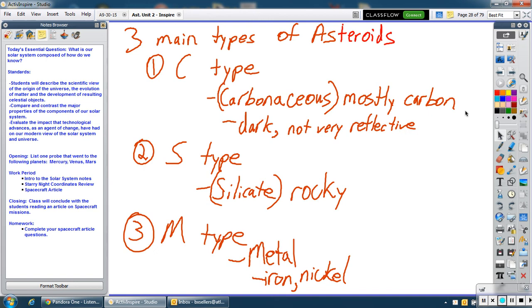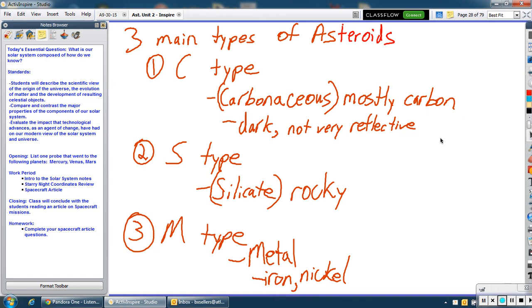There are three main types of asteroids, classification-wise. You have a C-type, which is carbonaceous, which means it's mostly carbon. They're dark. They're not very reflective. These are the most dangerous type for impacts onto our planet because they're so hard for us to identify where they're at.